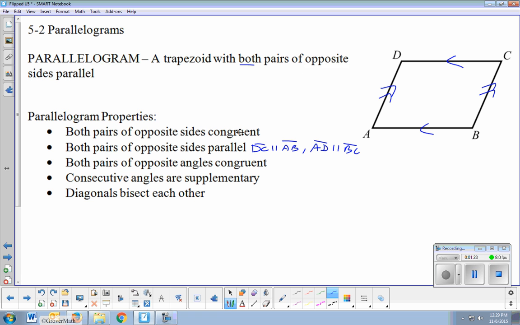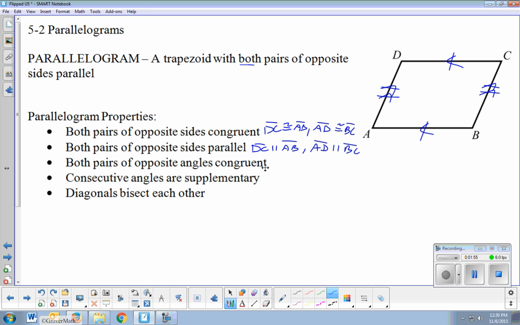Both pairs of opposite sides are not just parallel, but both pairs of opposite sides are also congruent. So we also could put congruent slashes through these. So congruencies. So opposite sides are not just parallel, but also congruent. So DC is, that's up here, DC is congruent to AB. And AD is congruent to BC. Okay, so opposite sides are both congruent and parallel.